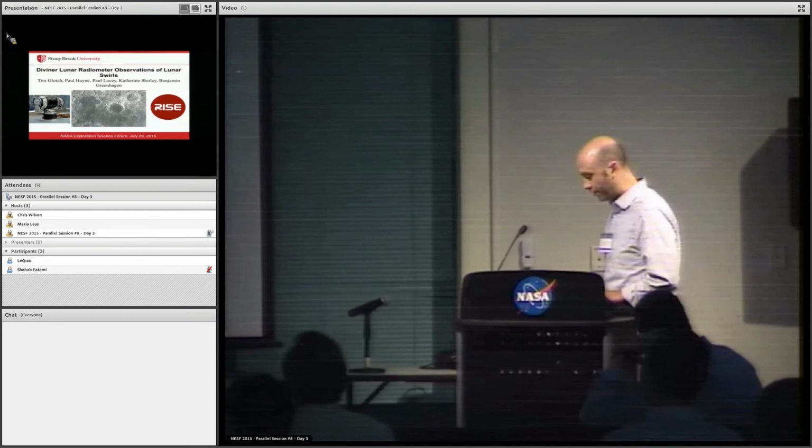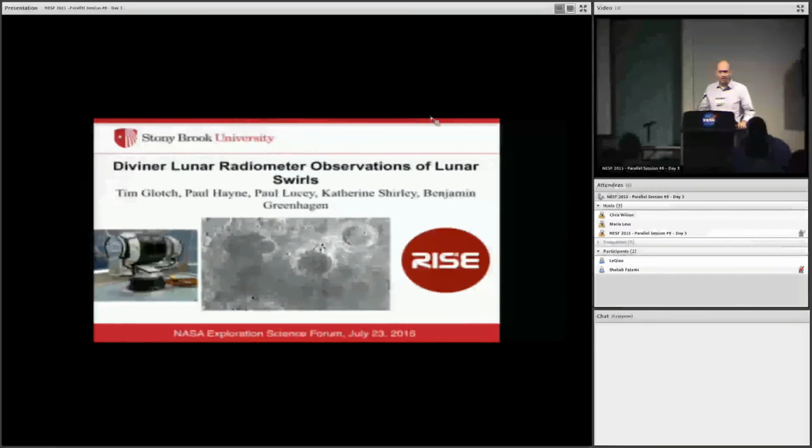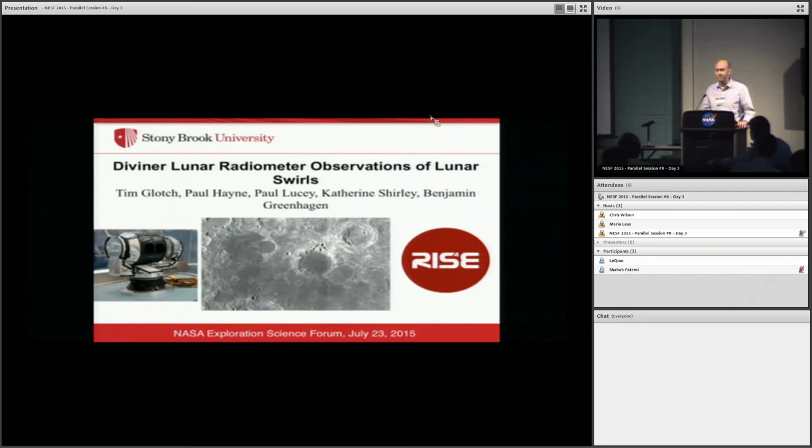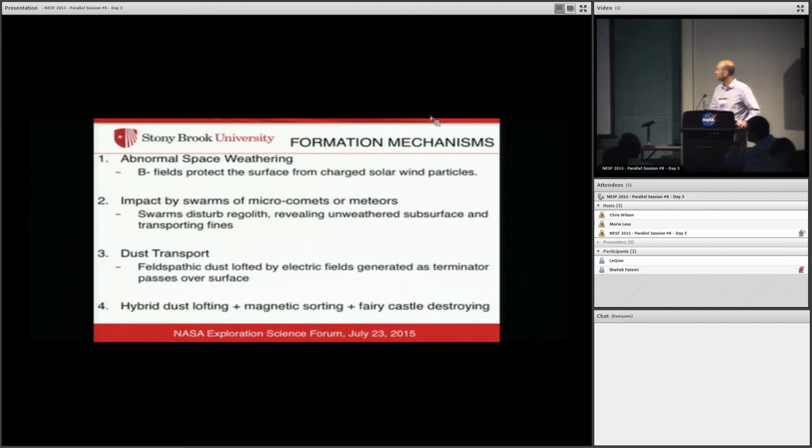Okay, another talk about the swirls. We're going to approach it from a different direction, though. I'm talking about thermal infrared, mid-infrared observations of the swirls by the Diviner lunar radiometer experiment. And as with a lot of these things, this is a real team effort. A lot of folks on the Diviner team have contributed different pieces to this.